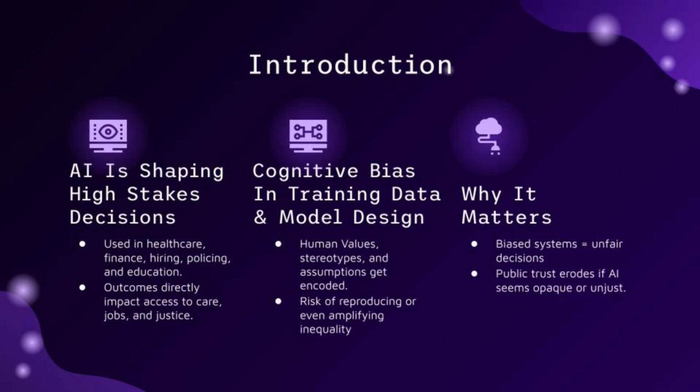Artificial intelligence is now used to make important decisions in areas like healthcare, criminal justice, and hiring, but the systems behind these decisions aren't neutral. Bias in the data or design can lead to harmful, unfair outcomes.